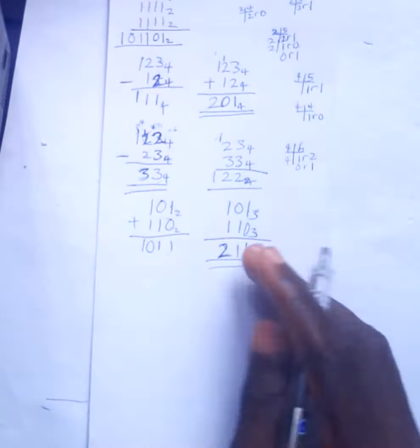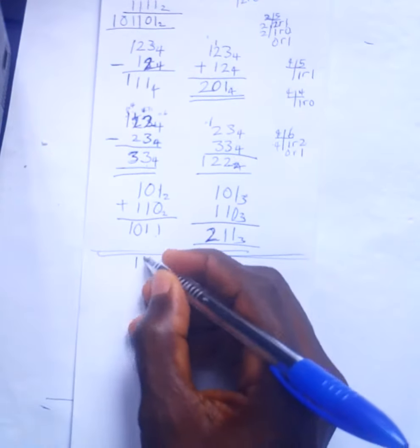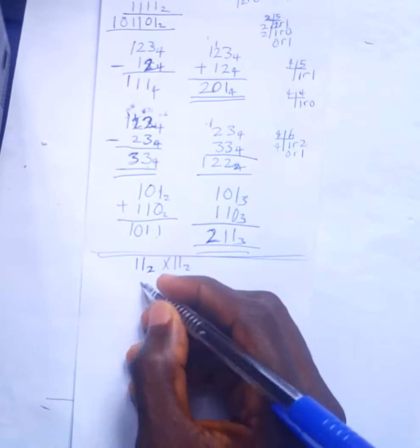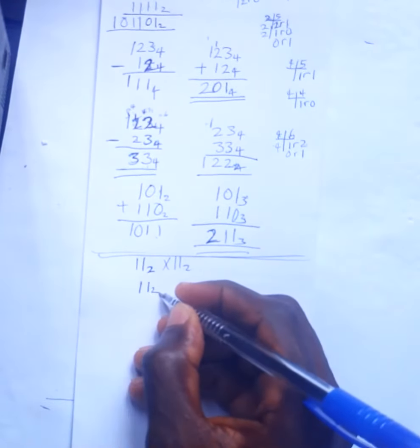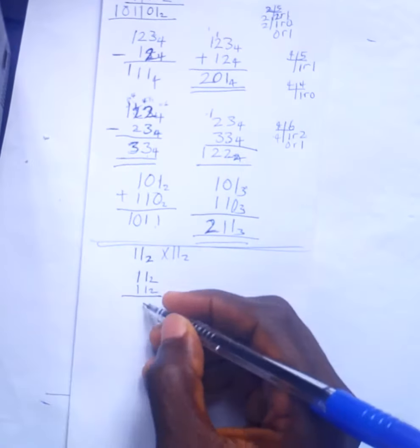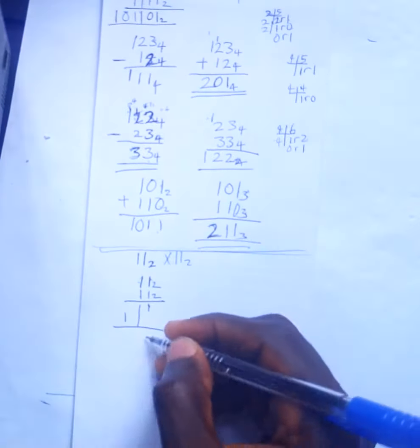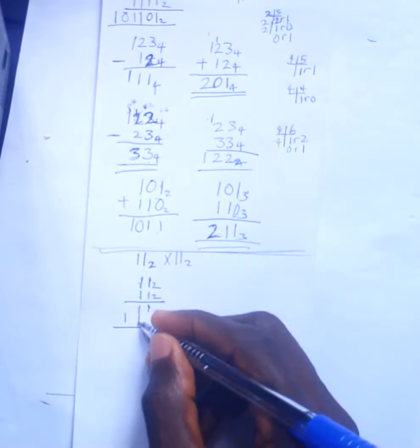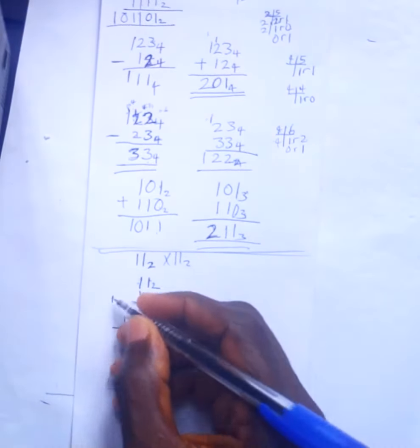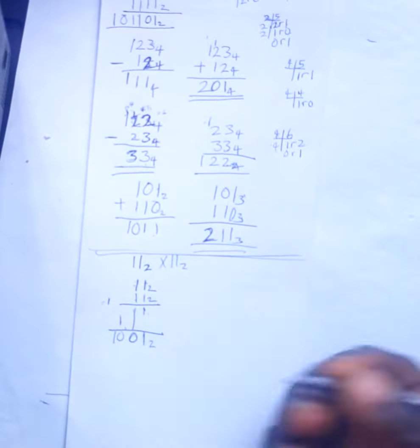If you are doing multiplication, for example, 111 base 2 times 11 base 2, all you need to do is write 11 base 2 below. So 1 times 1 in base 2 is 1. 1 times 1, 1. You know 1 plus 1 in base 2, you have 10. Or you can just write 0 and carry 1. 1 plus 1 again in base 2 is 10. So you have this.